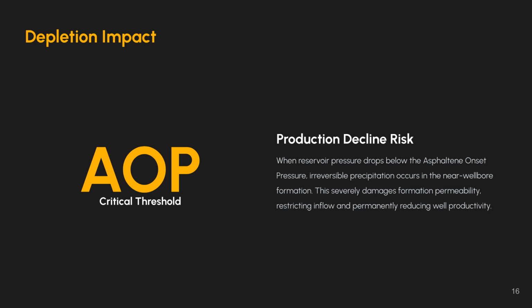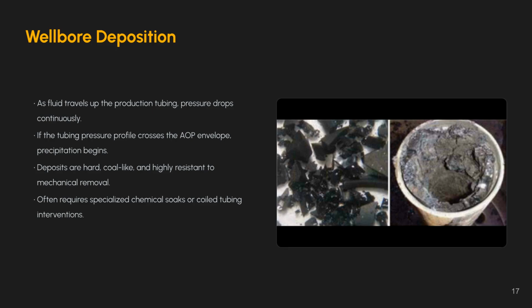Moving to the impact of reservoir depletion, the asphaltene onset pressure, or AOP, serves as a critical threshold. If reservoir pressure drops below this, irreversible precipitation occurs near the wellbore, permanently damaging permeability. As fluid flows up the production tubing, pressure drops continuously. Crossing the AOP envelope triggers precipitation, resulting in hard, coal-like deposits that resist mechanical removal and often require chemical or coiled tubing interventions.